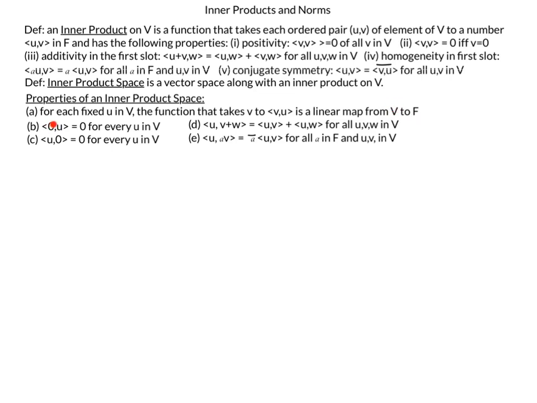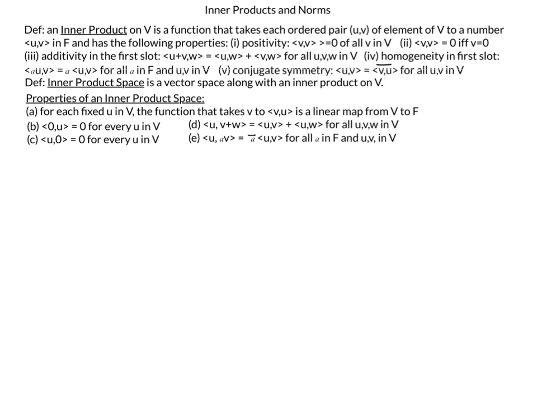Second, we have the inner product of 0 with u is equal to 0 for every vector u in V, and similarly, the inner product of u with 0 is equal to 0 for every vector u in V. Next, we have this additivity property, so the inner product of u with v plus w is equal to the inner product of u with v plus the inner product of u with w. Next, we have homogeneity, so the inner product of u with a scalar alpha times v is equal to the complex conjugate of the scalar alpha times the inner product of u and v.